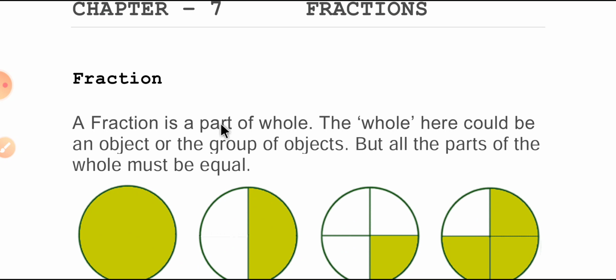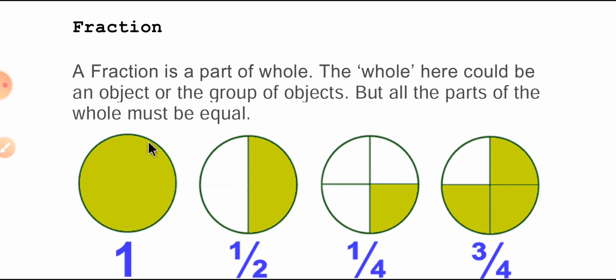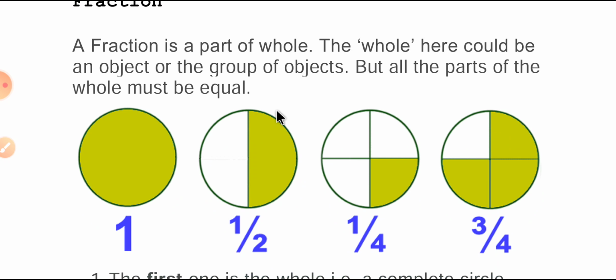So fraction is a part of a whole. A whole means a complete part is given, and if we take a small part, like half part or 3 by 4 part or 1 by 4 part, that one is known as a fraction. The whole here could be an object or a group of objects, but all the parts of the whole must be equal. If we are dividing any object, like we have taken here a circle, and if we are dividing in two parts, then both parts should be equal.